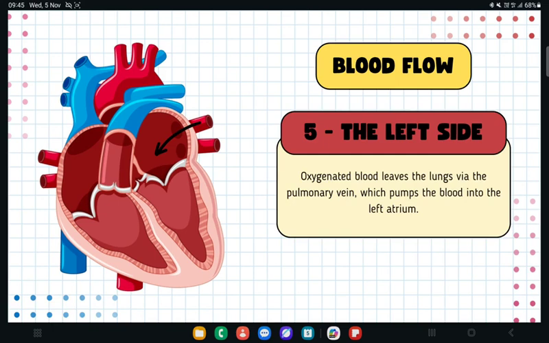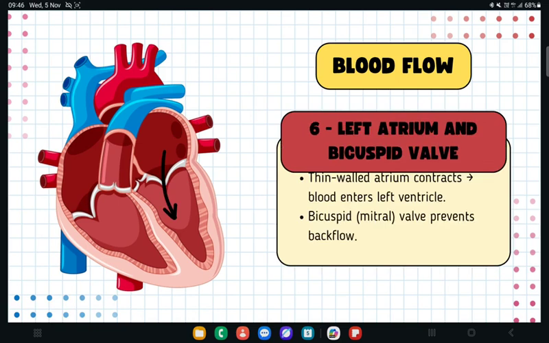Then the left side. The oxygenated blood leaves the lungs via the pulmonary veins. There are four pulmonary veins, and they pump the blood into the left atrium. The thin-walled left atrium contracts, so the blood enters the left ventricle, and the bicuspid valve, also called the mitral valve, prevents the backflow of blood.